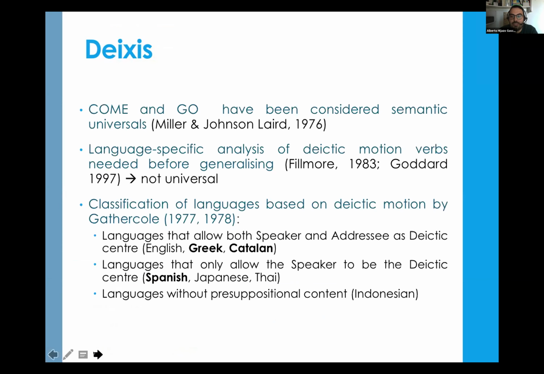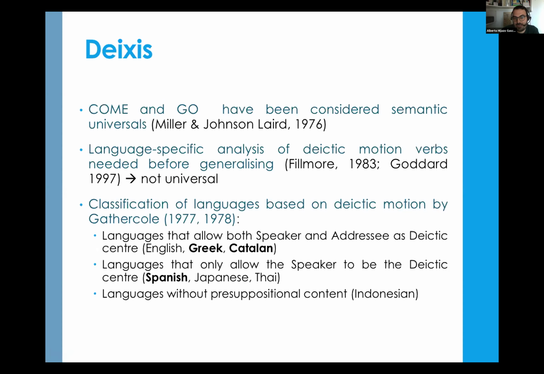If we think about deixis, there have been different views about it in the literature. It was considered in the 70s as a semantic universal, these verbs equivalent to come and go in the different languages. Although very early there were concerns about this claim, and it was said that language-specific analyses were needed before generalizing what deixis was and how these verbs were behaving.